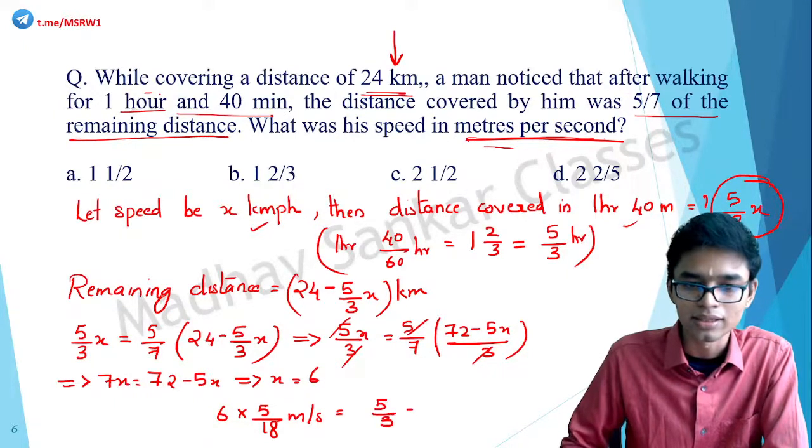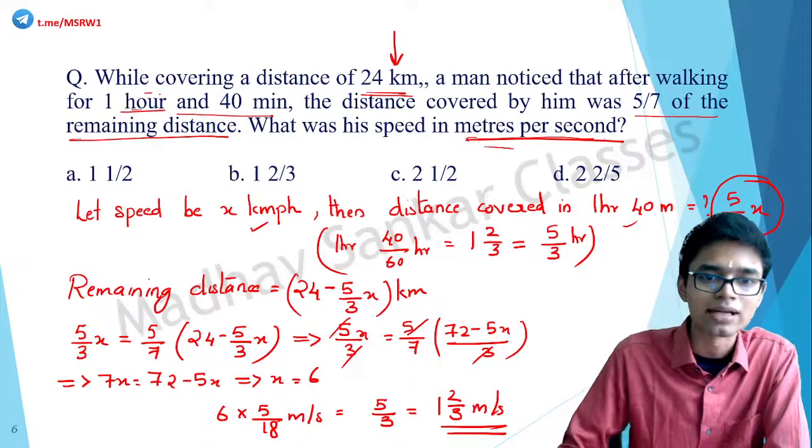5 by 3 is equal to 1 and 2 by 3 meters per second. Answer is option B.